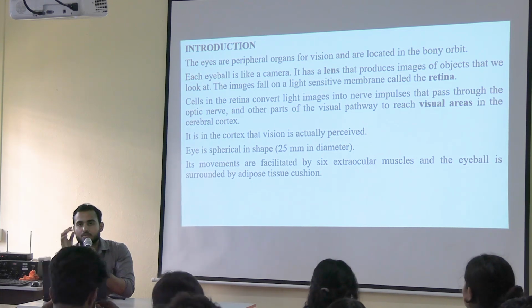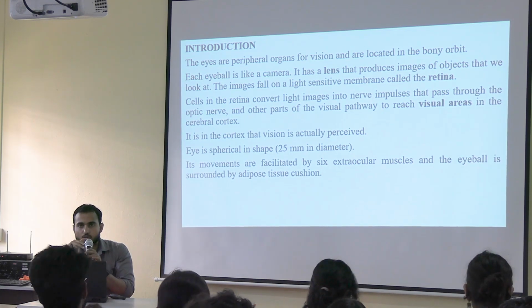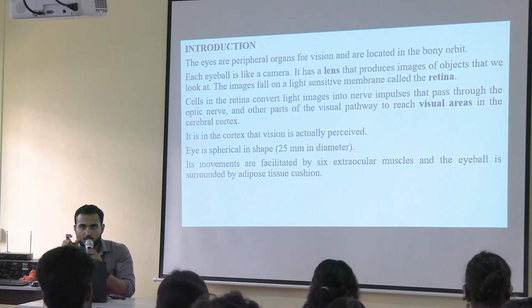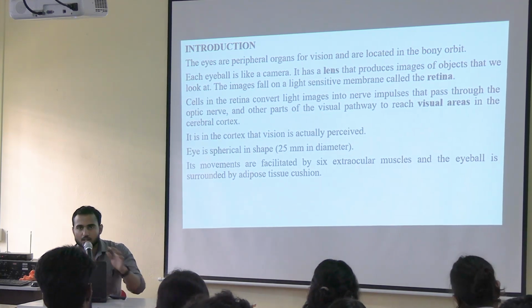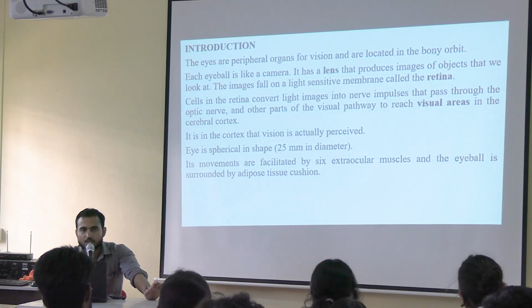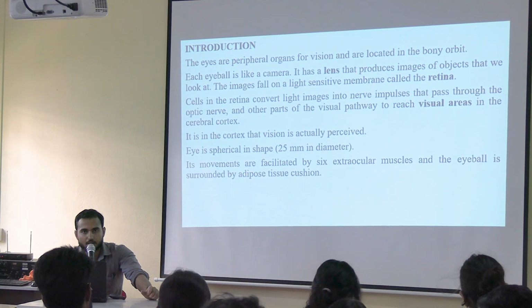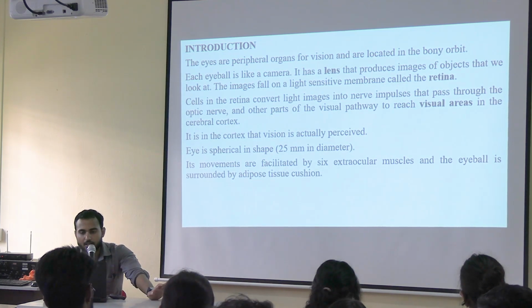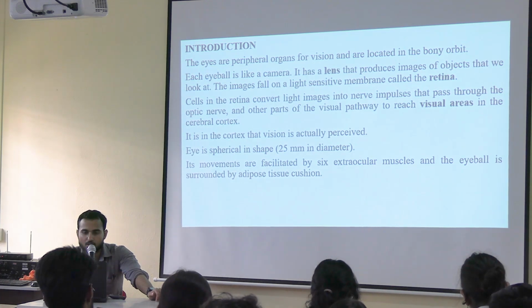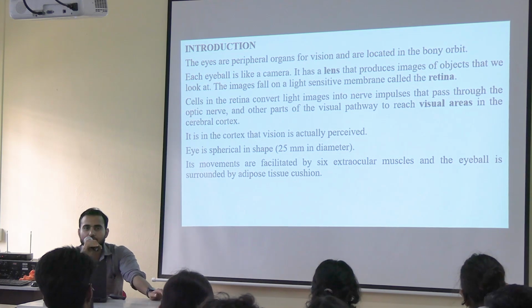So the orbit has boundaries: roof, floor, medial wall and lateral wall, and inside that the eyeball is present. So that is the location for the eyeball. Next, if you see the eyeball, it is just acting as a camera. The lens will produce the image, and the image will fall on the retina.